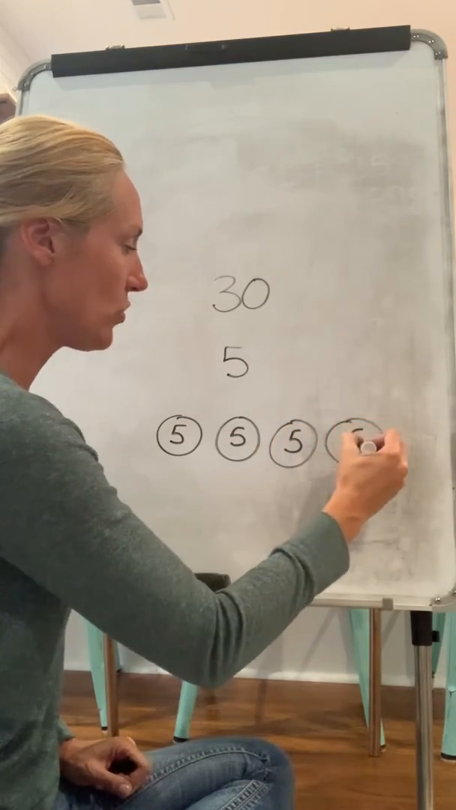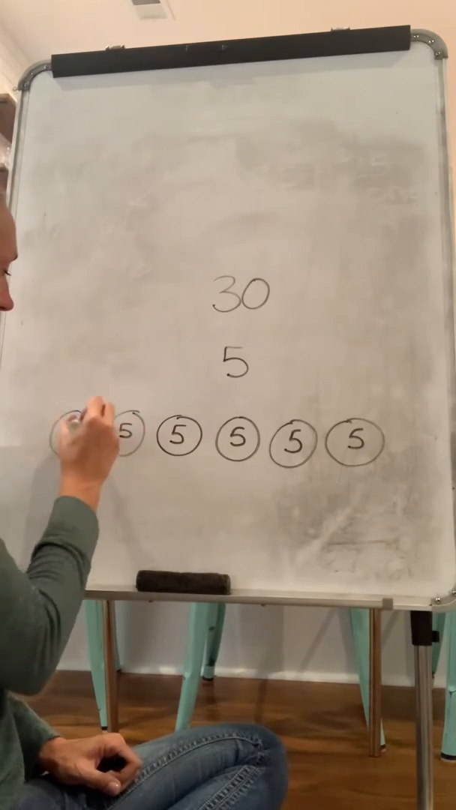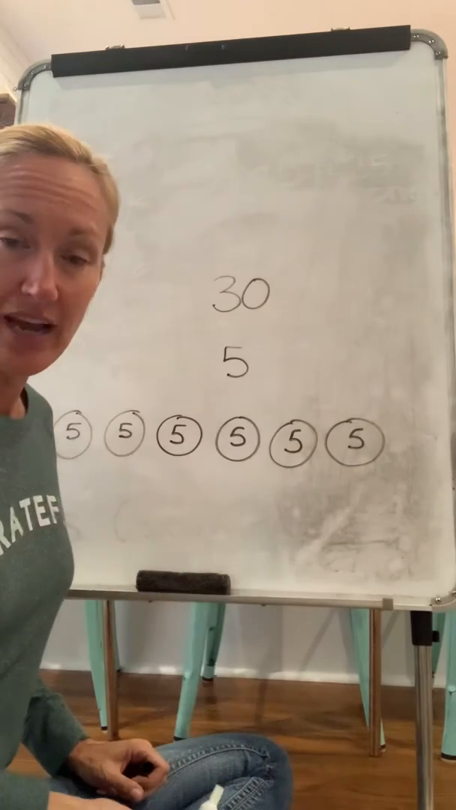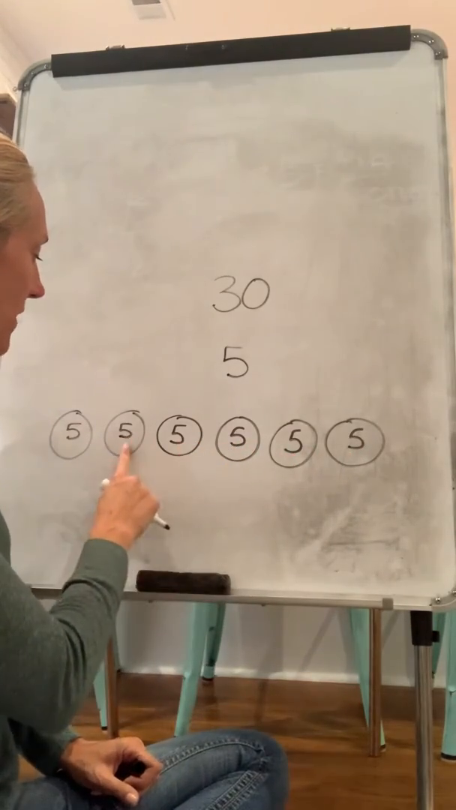15, 20, 25, 30. Okay, so how many places did she have to go to? How many habitats? 1, 2, 3, 4, 5, 6.